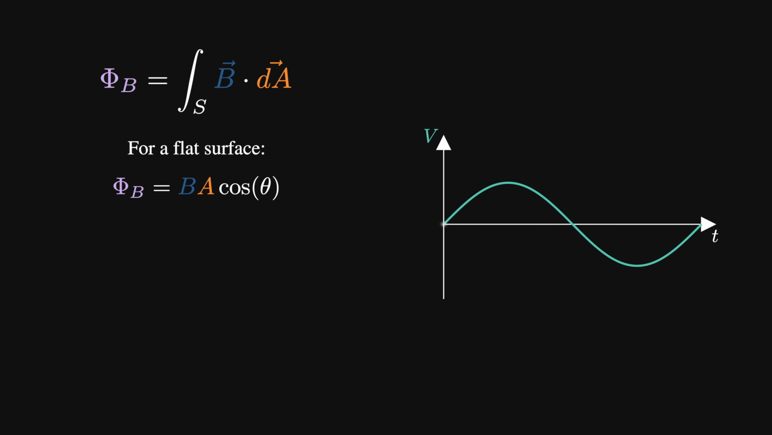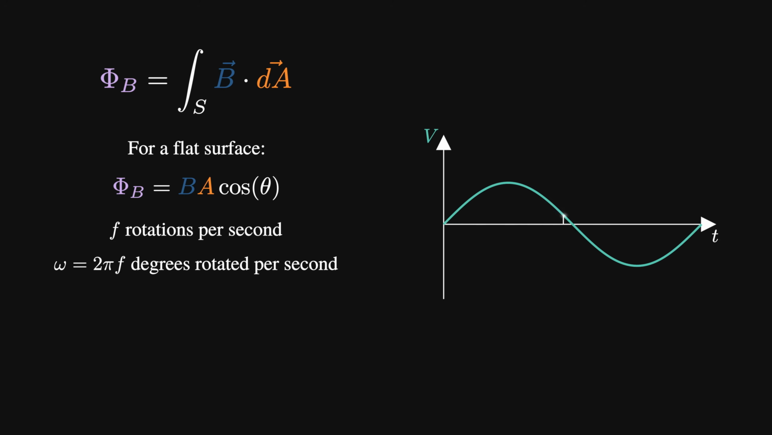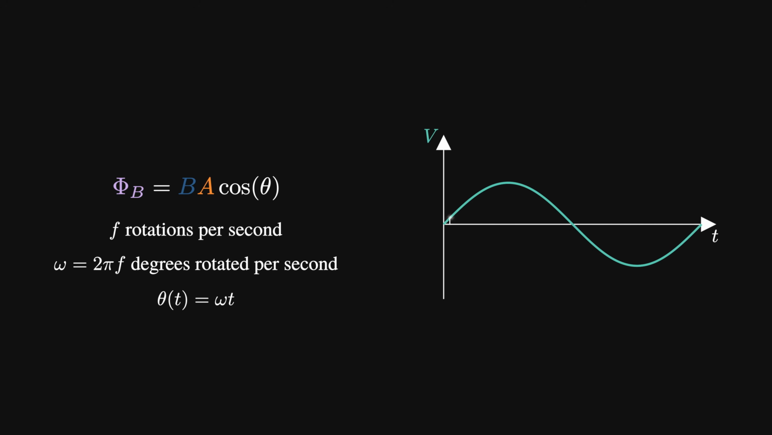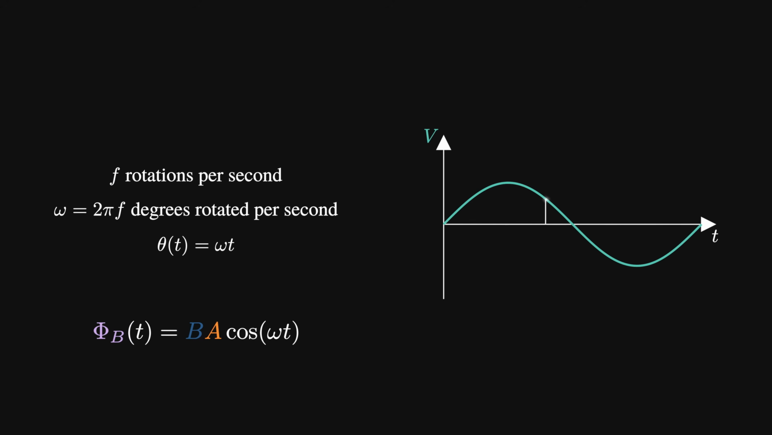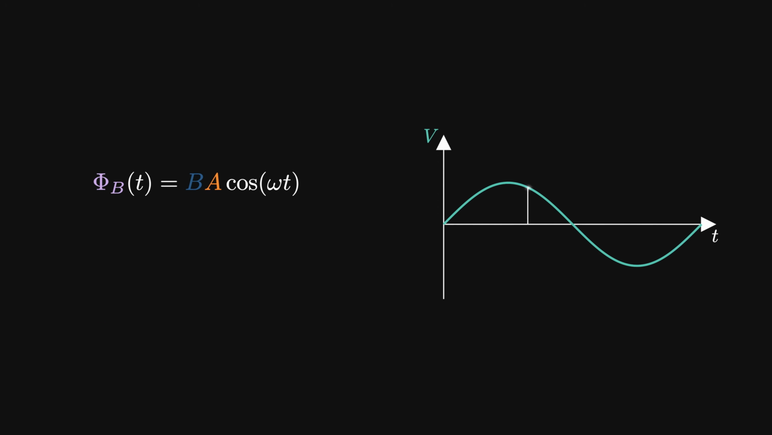Now suppose our loop rotates at a constant rate. If it completes f rotations per second, then it rotates through 2 pi radians in one period. That means the angle varies as theta equals omega times t, where omega is 2 pi times f. So the magnetic flux as a function of time is phi(t) equals BA cos omega t. The field strength is constant, the area is constant, it is only the orientation that changes. We can plot the flux as a function of time like so.